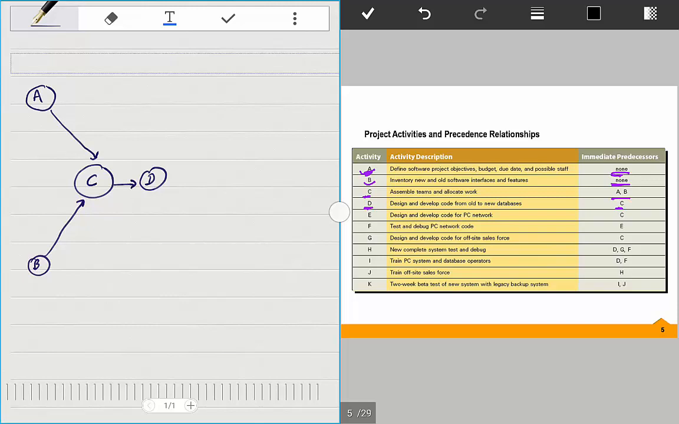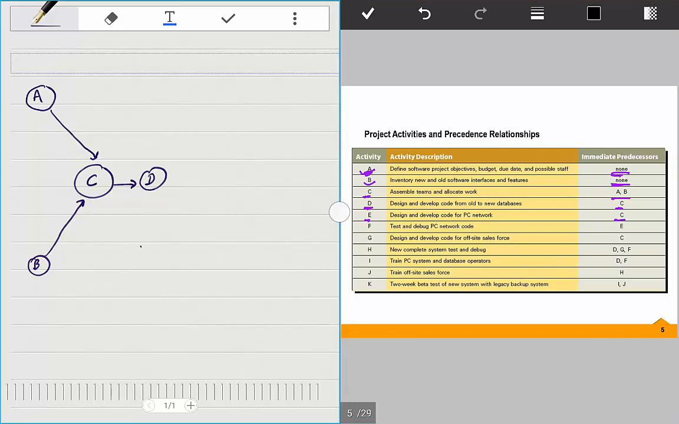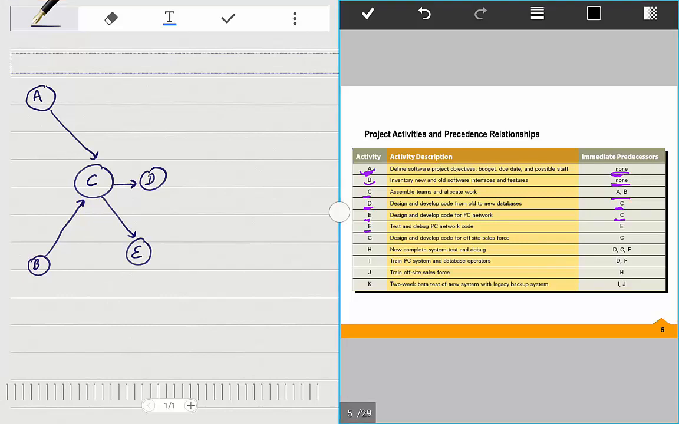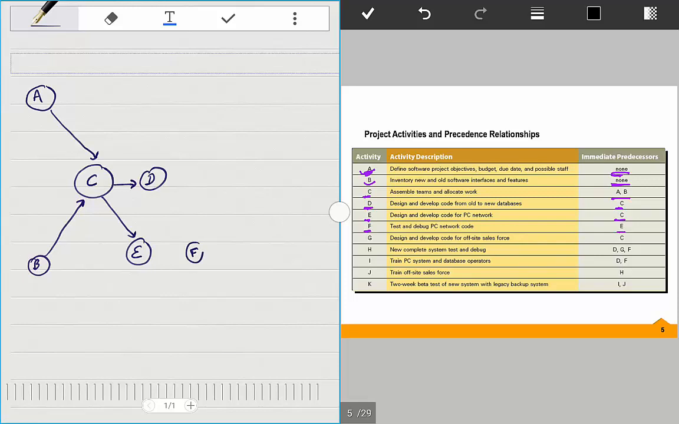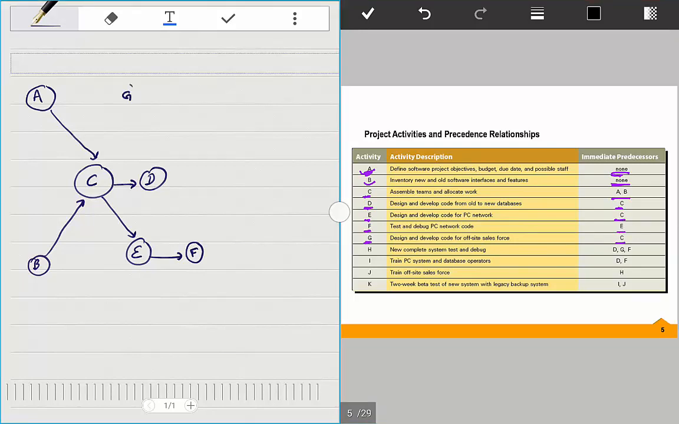So C to D. To get started on E, we have to finish C. So there's a predecessor relationship going from C to E. To get started on F, we have to finish E. So there's a path from E to F. To get started on G, we have to finish C. So there's a path from C to G.